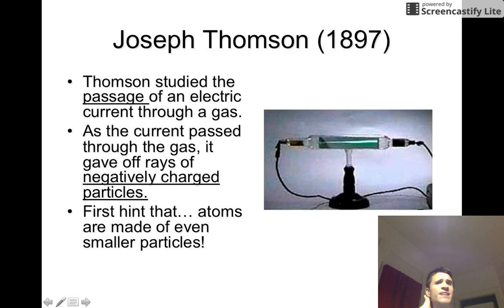Then we had this guy in 1897 named Joseph Thomson. He did an experiment by passing electric current through a gas, and he discovered negatively charged particles. Basically what that means is that this is the first time we saw that atoms are actually made of even smaller particles. So they're actually not, quote unquote, uncuttable. They're made of even smaller particles.